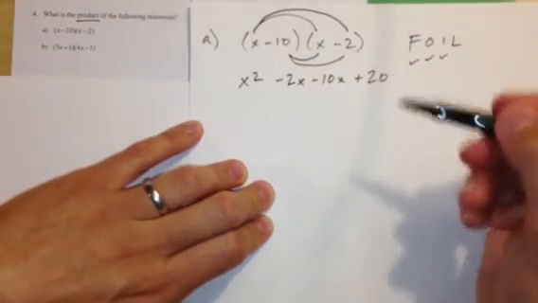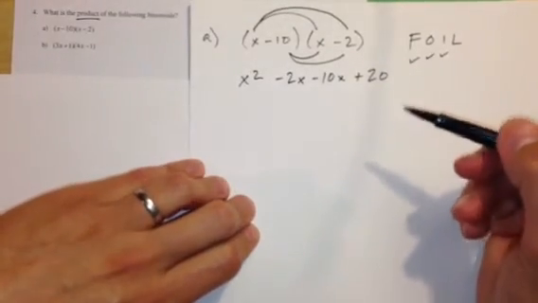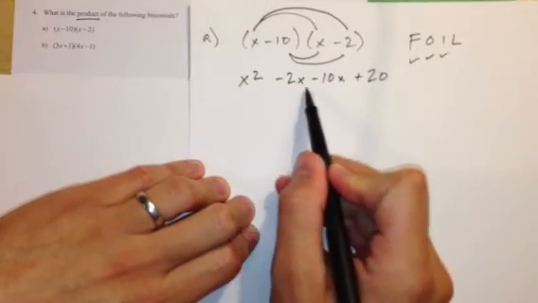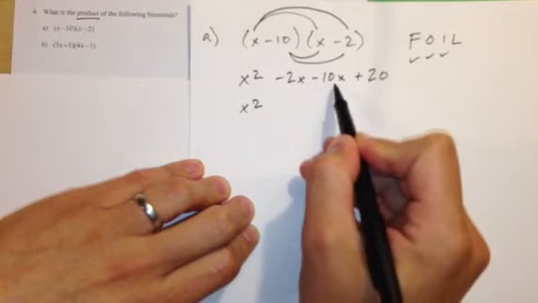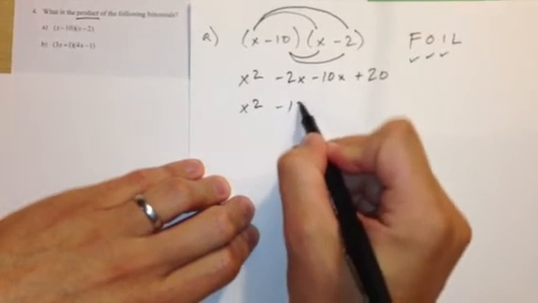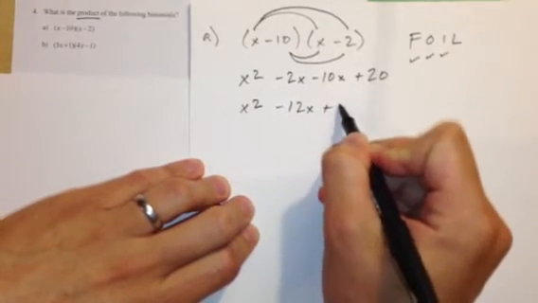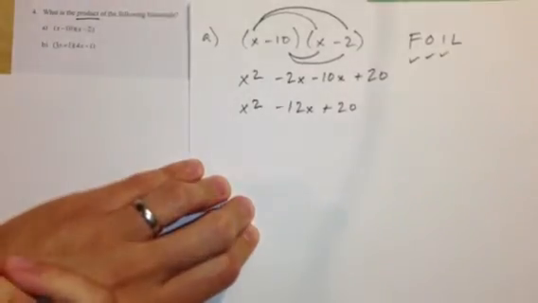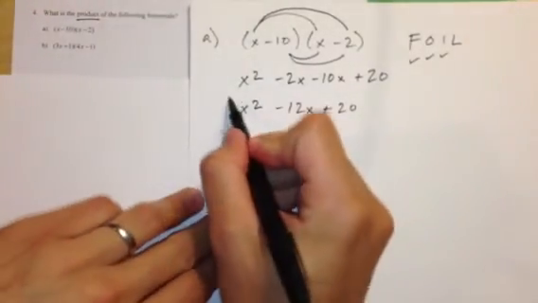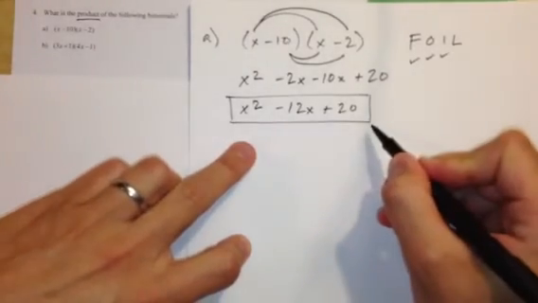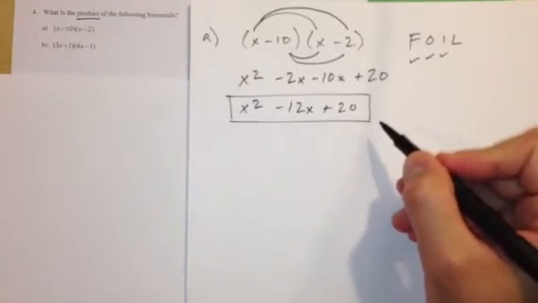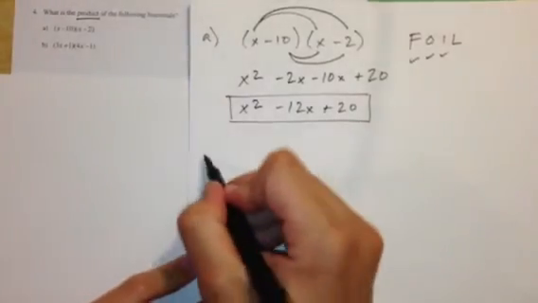To simplify this one more step, I can combine my like terms. My like terms are my x terms, so I have x squared, a negative 2x and a negative 10x, which equals negative 12x, and I have a positive 20. So this is the simplified expression. This is a trinomial. X squared minus 12x plus 20.